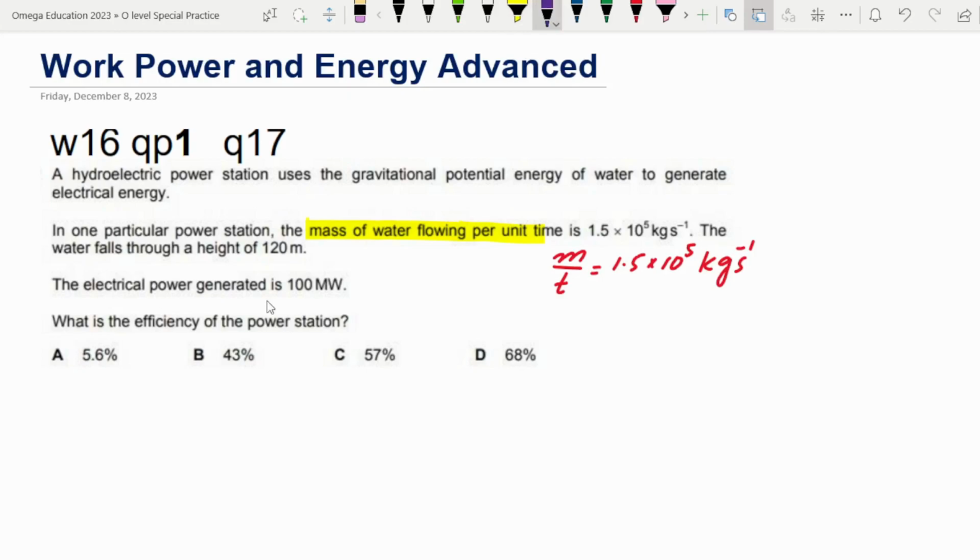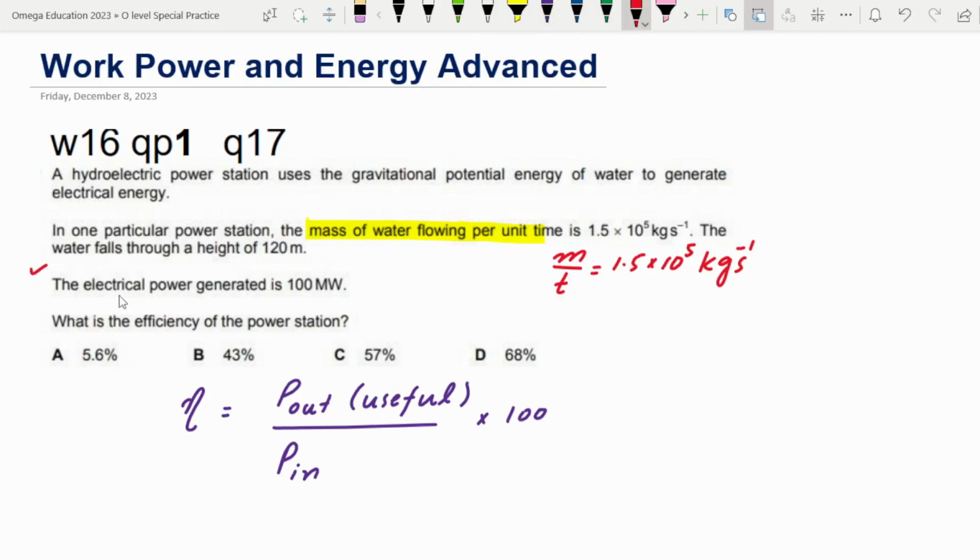The electrical power generated is 100 megawatt. What is the efficiency of the power station? Can you give me the formula of efficiency in terms of the power? The useful power from the generator is the electrical power, which is 100 megawatt. Mega stands for 10^6, which is equivalent to 1 million. So I can write it as 100 × 10^6 watts.